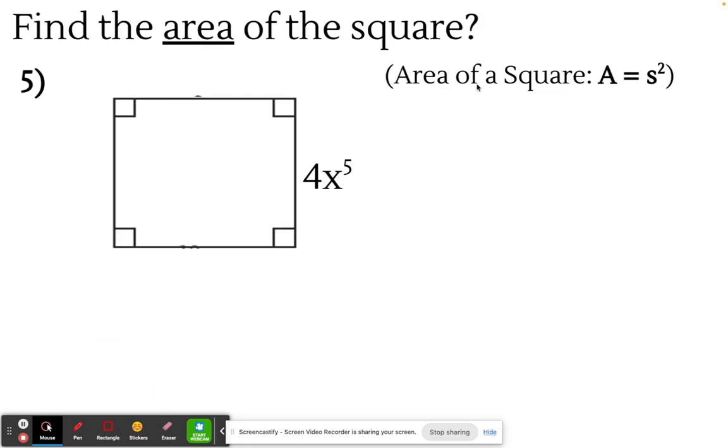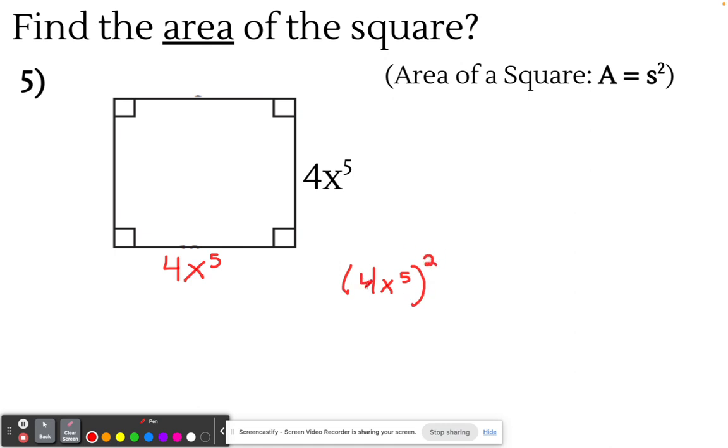Let's find the area of the square. Remember, the area of a square is side squared, or length times width, but in this case, they're the same, so it's the same length times the same width, or side squared. So this is going to be 4x to the 5th power raised to the 2nd power, because I'm squaring it.